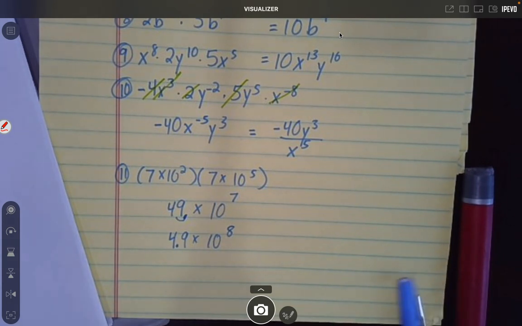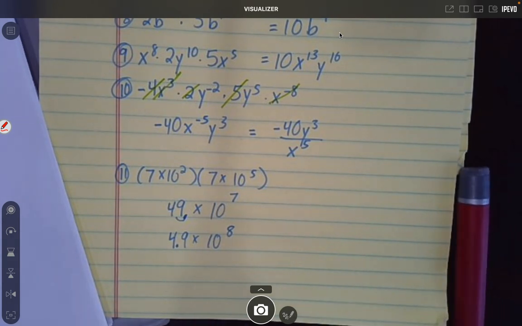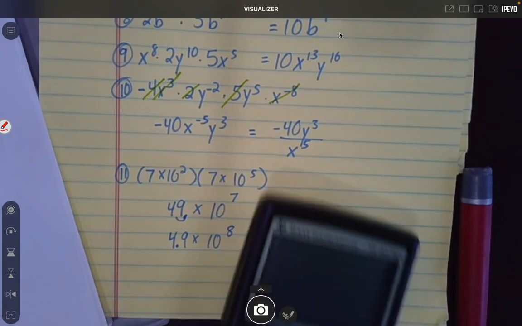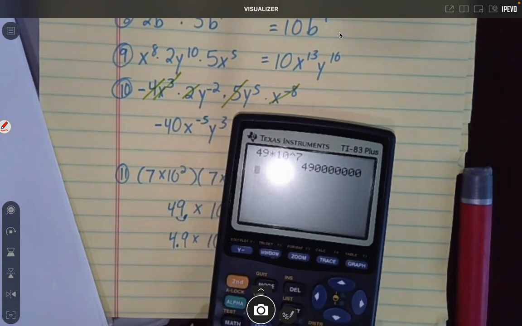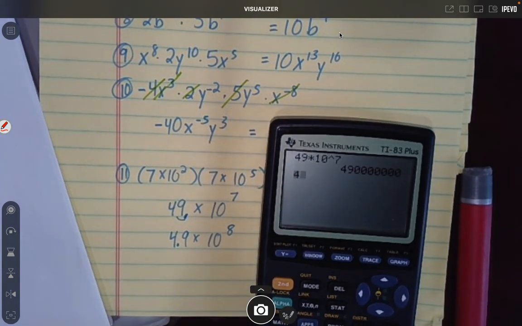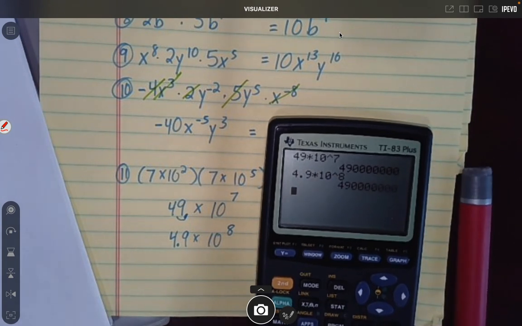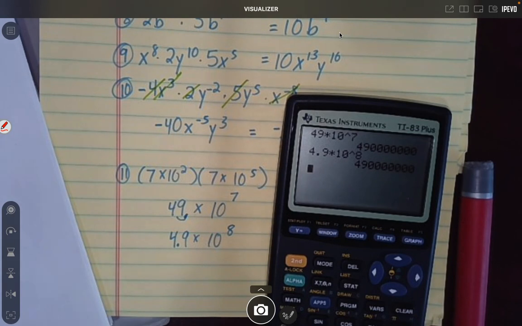When in doubt, let me see if you could type this in on your calculator to see if you get the same answer. Watch. 49 times 10 to the 7th is that. Okay? And let's see if 4.9 times 10 to the 8th is the same thing. So do y'all see how you could check your answer? So like tomorrow, that's the kind of thing that I would forget: crud, do I add 1 or subtract 1?